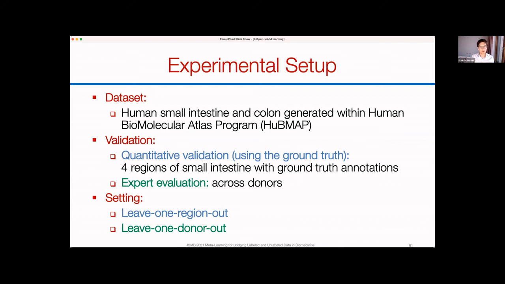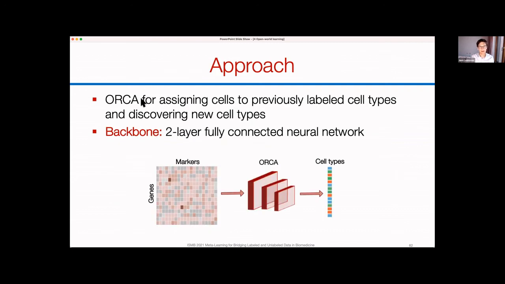So ORCA assigns cells to previously labeled cell types and discovers new cell types. As I said, basically in ORCA we have a set of prediction heads. The first set of prediction heads is reserved for the seen classes, and then our objective learns to fire unassigned prediction heads for novel classes. And here the backbone will be a simple 2-layer fully connected neural network.